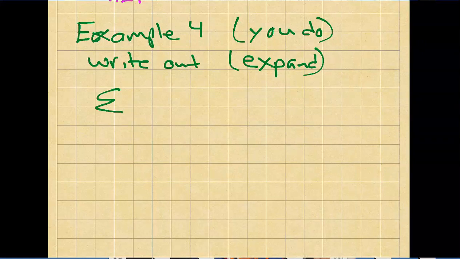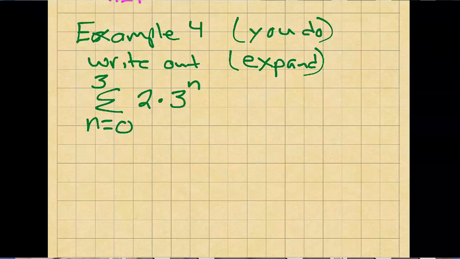summation n equals 0 to 4. Actually, let's make it 3. We'll just make you do a couple of them here. 2 times 3 to the n. So I'm going to give you a second. Pause the video. Write it out. And then when you're done, come back and hit play, and we'll get started again.